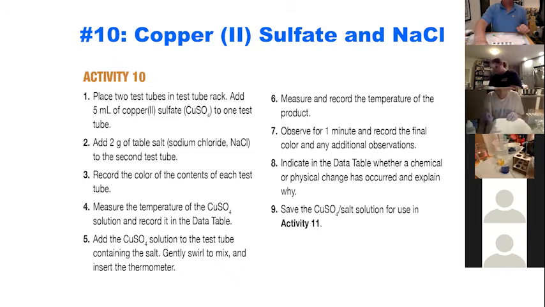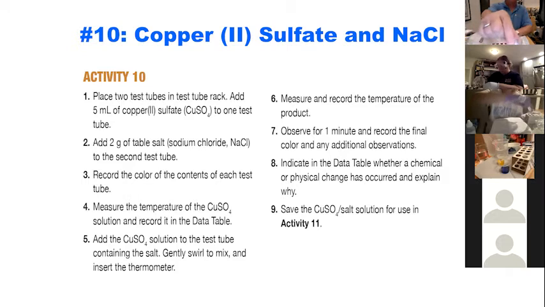All right, copper sulfate and sodium chloride. So hopefully everyone's brought down some salt. I brought down some salt from the kitchen and just put it in one of these little containers and just labeled it NaCl.